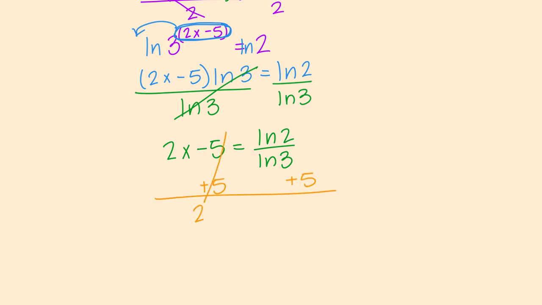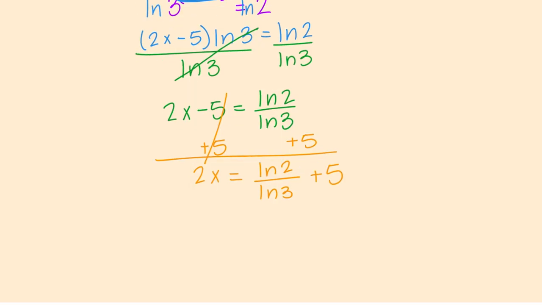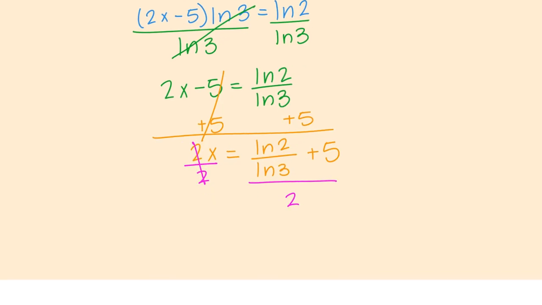So I'm going to have 2x equals ln of 2 over ln of 3 plus 5. I know this is going to look super ugly, but we can solve it. You just have to follow the steps. Then how do I get x by itself? Divide it by 2. So I'm dividing everything by 2, rewriting it so it looks a little neater.